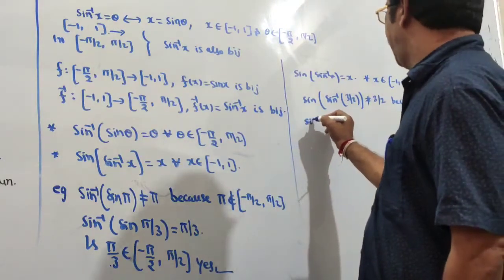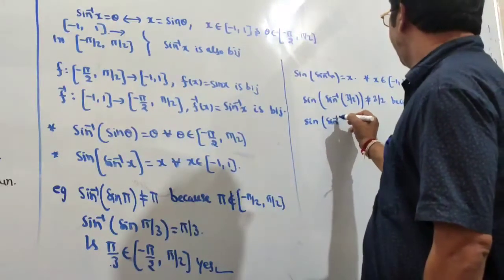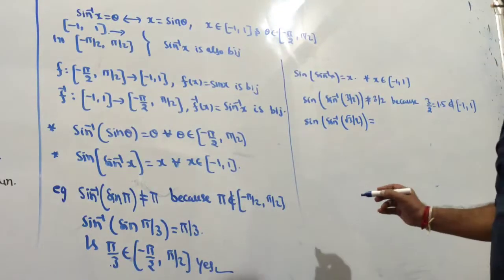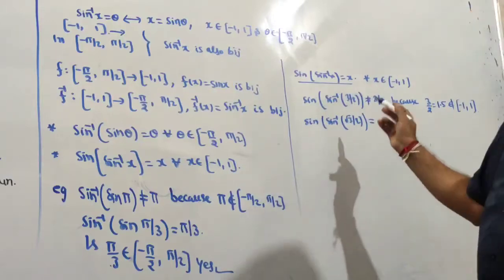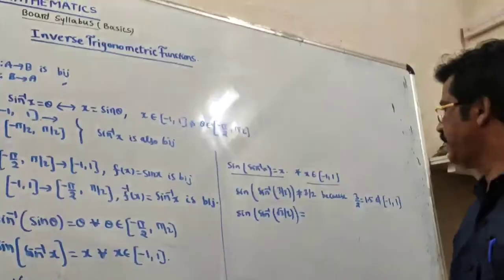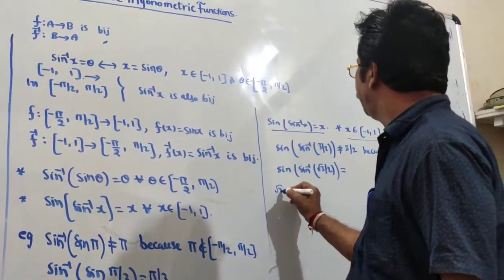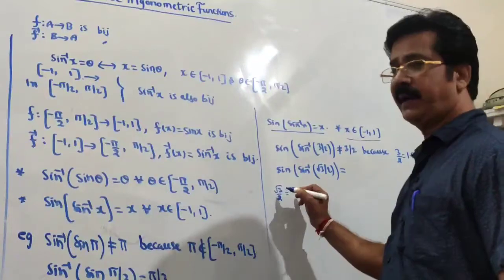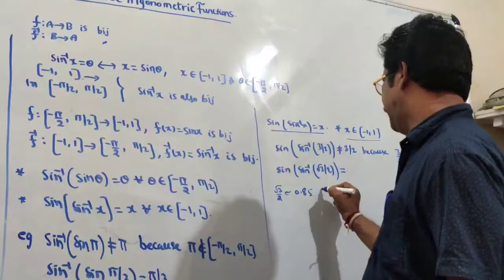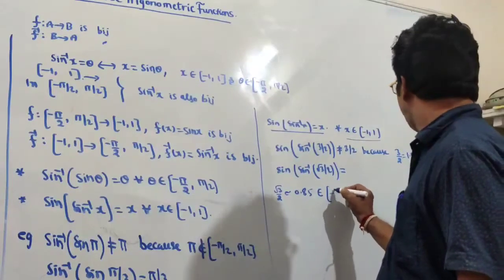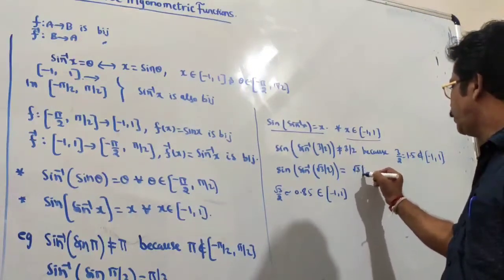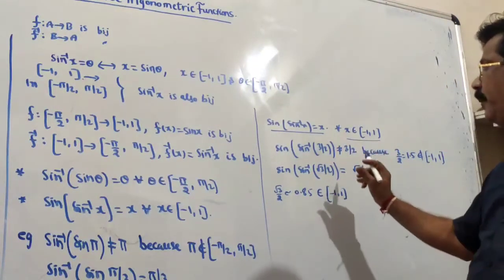Next example, sin of sin inverse of root 3 by 2, that is equal to. Here, before using this formula, first observe whether x belongs to the closed interval of minus 1 comma 1 or not. Here root 3 by 2 means 1.7 divided by 2, so approximately equal to 0.85. Okay, it belongs to the closed interval of minus 1 comma plus 1. So we can write directly it is root 3 by 2. So this is the best example.